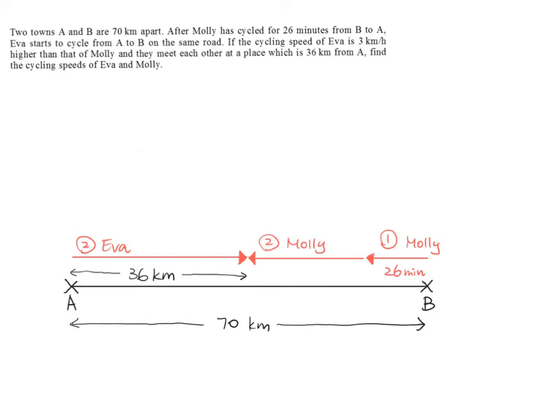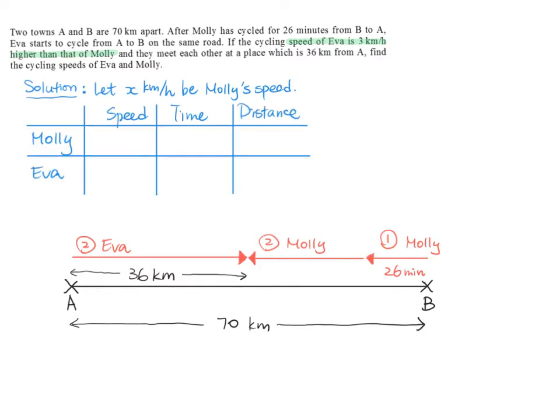Then we want to find the cycling speeds of Eva and Molly. Okay, so let x km per hour be one of their speeds. But whose speed? Actually, it doesn't really matter, but Eva's speed is greater than Molly's speed, so we pick the smaller number to be x. Again, I can't stress enough the importance of using this table to do this kind of question. The before and after now becomes Molly and Eva, but we still have the speed, time, and distance. So according to this highlighted statement, we start off with x km per hour for Molly's speed and x plus 3 km per hour for Eva.